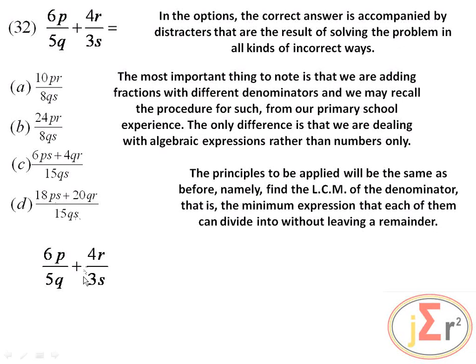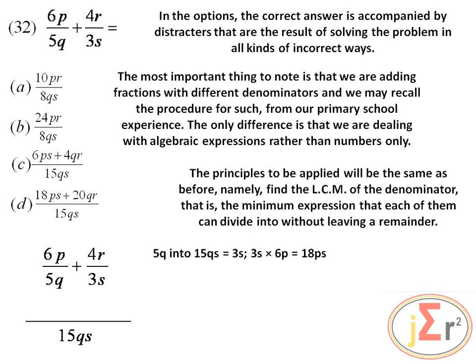We need the minimum expression that 5q and 3s may divide into without leaving a remainder. And of course, that common denominator is 15qs. Just as we would have at the primary school level, we would say 5q into 15qs. When we get that answer, we multiply that by 6p.